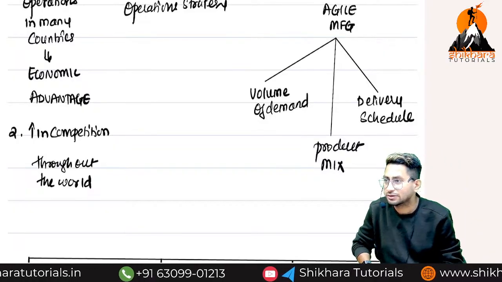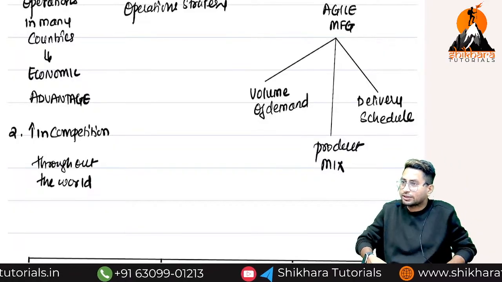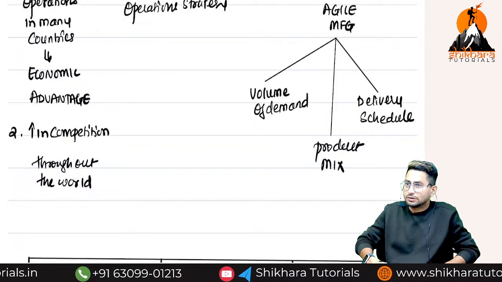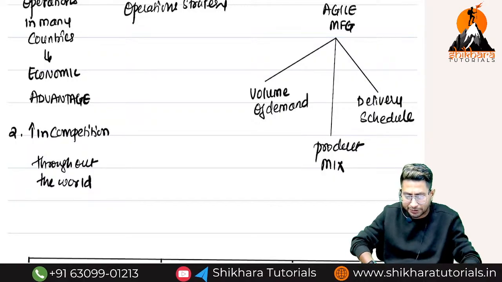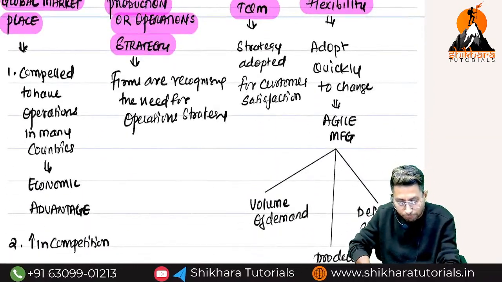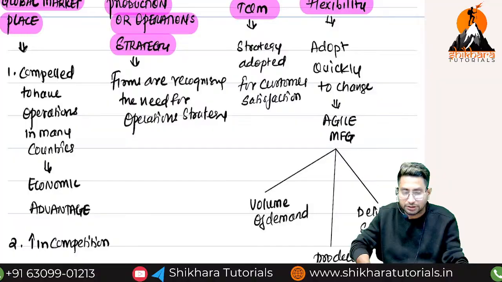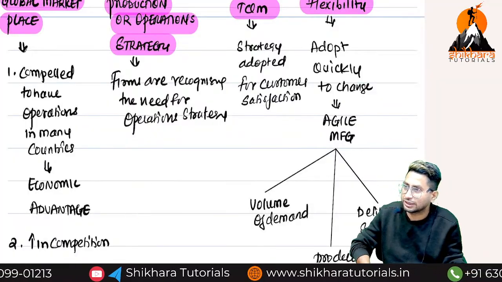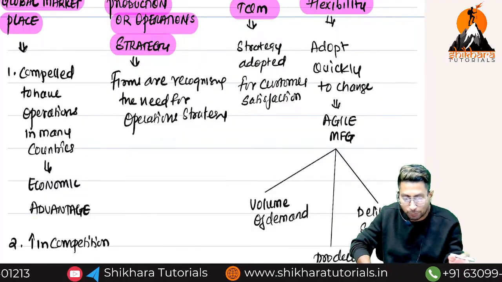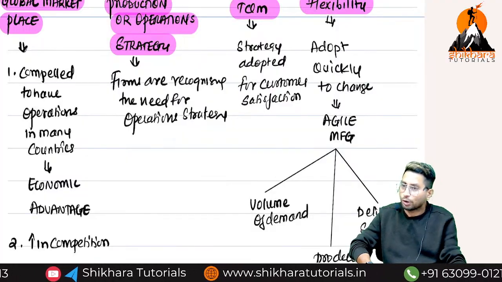Like DMart. You think DMart does not have any competitor in India? Who are the competitors for DMart? Ratnadeep, Vijeta, Sujata, etc. Then production or operation strategy. Yesterday I told, if I want to produce, can I produce in any quantity, or do I need to have a proper production plan? Proper production plan.